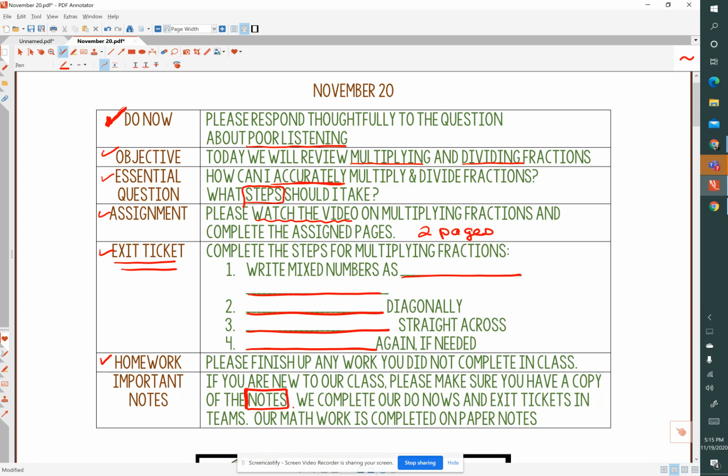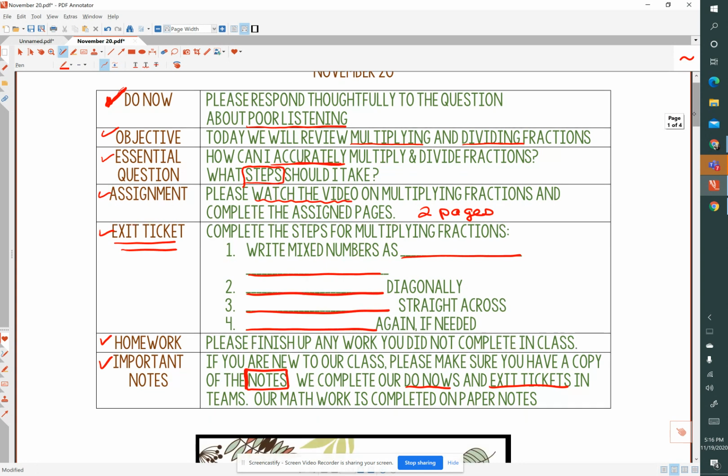And again, especially for the new people in our class, we complete our do nows and our exit tickets here in Teams. But our math work is completed on the paper notes because we know that as we use our hand and our pencil, that information kind of travels right up into our brain and helps us to learn.